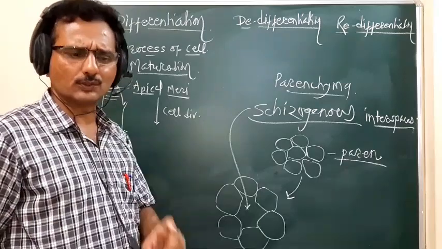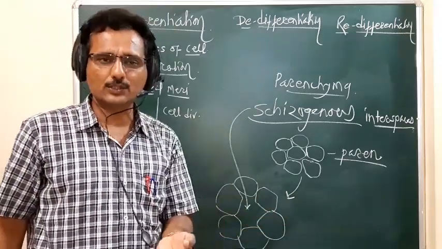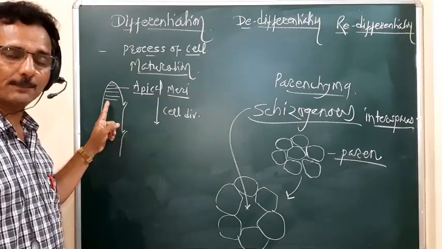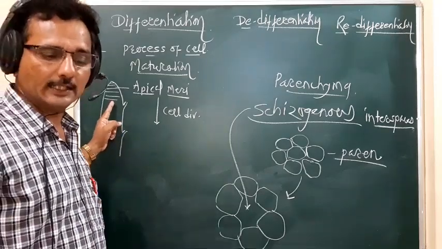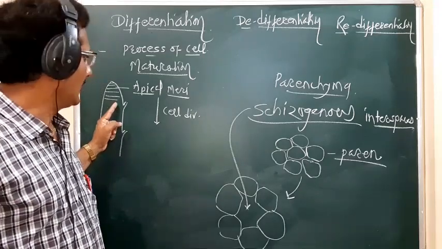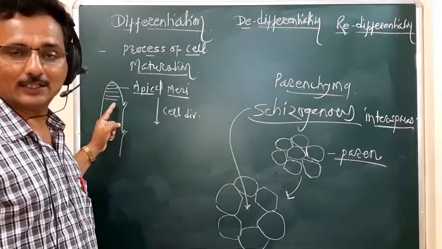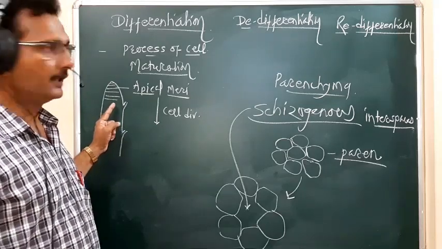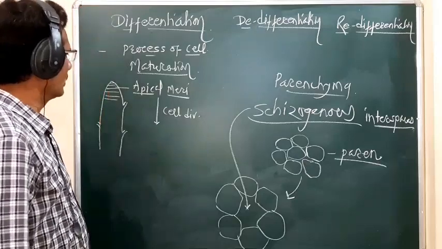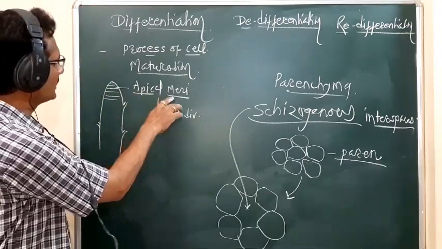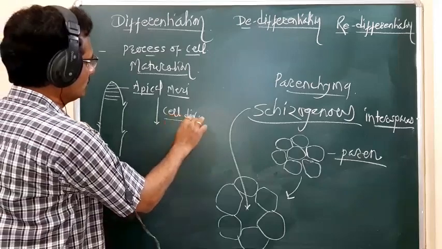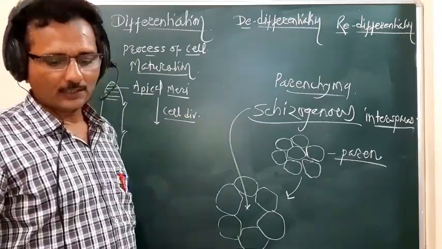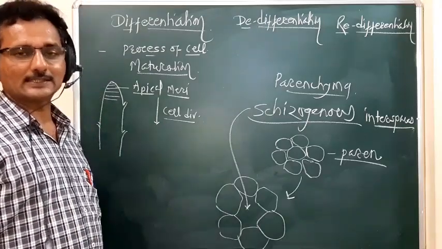So student, in short, what is meant by differentiation? Differentiation means the cells are formed from the apical meristem. Those cells mature and get differentiated, and they are unable to divide further. It is called differentiation. So from this apical meristem, through cell division, the cells get differentiated and form the various types of cells in the plant body.